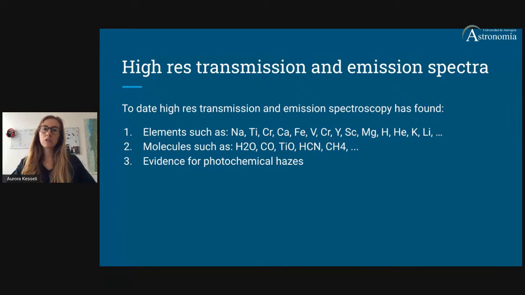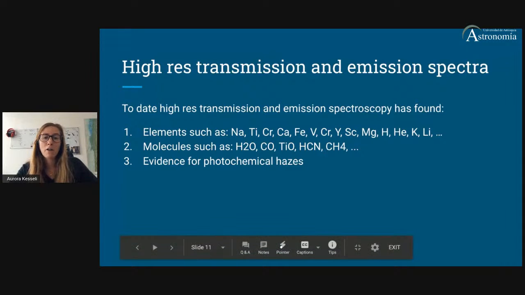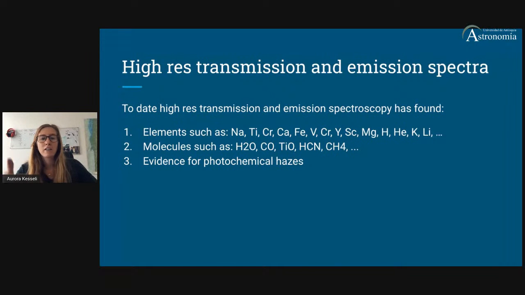Okay, and so far, high-resolution transmission and emission spectroscopy has been able to find tons of different elements. So in exoplanets so far, we found sodium, titanium, calcium, iron, vanadium, chromium, scandium, magnesium. I don't even know the names of some of these, but we found tons of different elements just by cross-correlating the different line lists. And we've also found lots of different molecules.